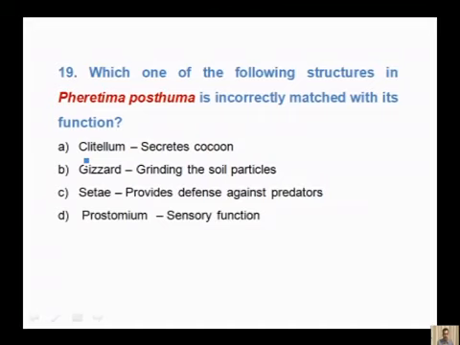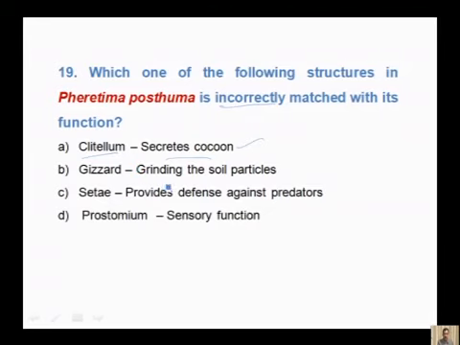Move on to the next question. Which one of the following structures in Pheretima posthuma, or common Indian earthworm, is incorrectly matched with its function? Clitellum is the band-like structure which helps in the secretion of cocoon mucus, where the fertilization process takes place and the development of eggs takes place inside the body, in the soil secreted by the clitellum. The first point is correct.